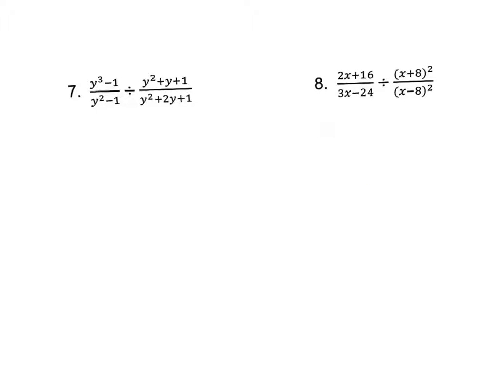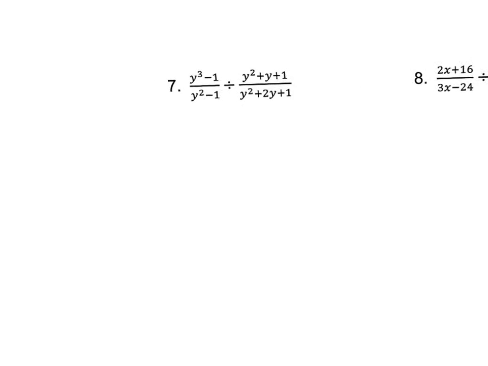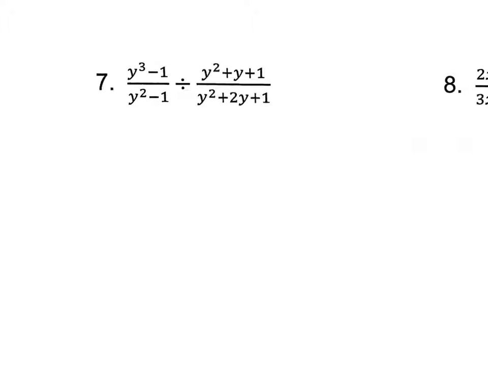A couple more divisions. Move this over, make it a little bigger. This is a great one. On the numerator right here, that's cubes. It's a difference of cubes. So you go small, big, cube root, cube root. Square the first one, multiply together, change the sign, square the second one.